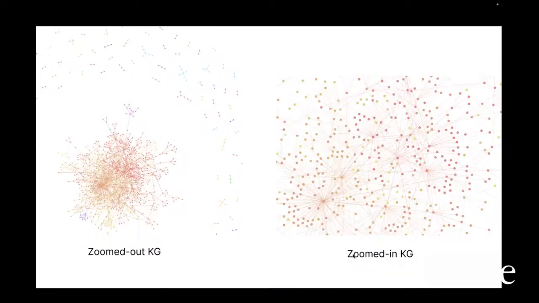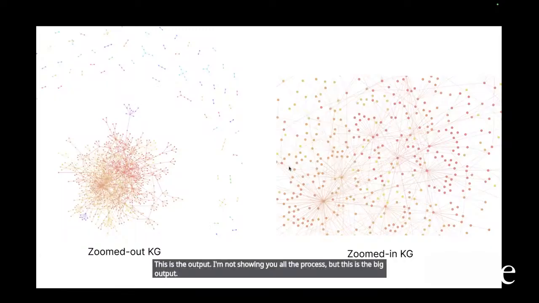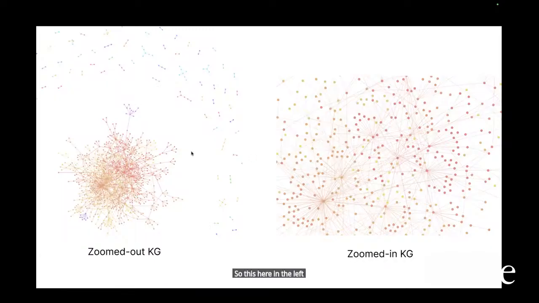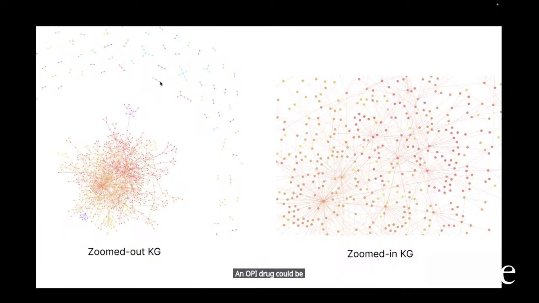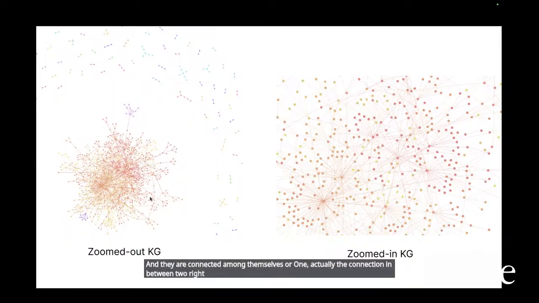This is the output. I'm not showing you all the process, but this is the big output. So this here on the left is the zoomed out connection. Each one of these circles, if you remember, is an entity. So it could be sickle cell disease, it could be, I don't know, an opioid drug, could be a person, could be a lot of different concepts in the document, and they are connected among themselves. Actually, the connection is in between two, right? So they are connected in a way that we have a description of their relationship.